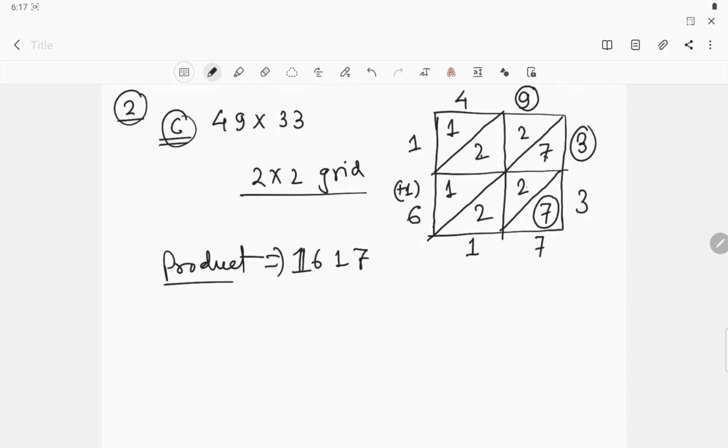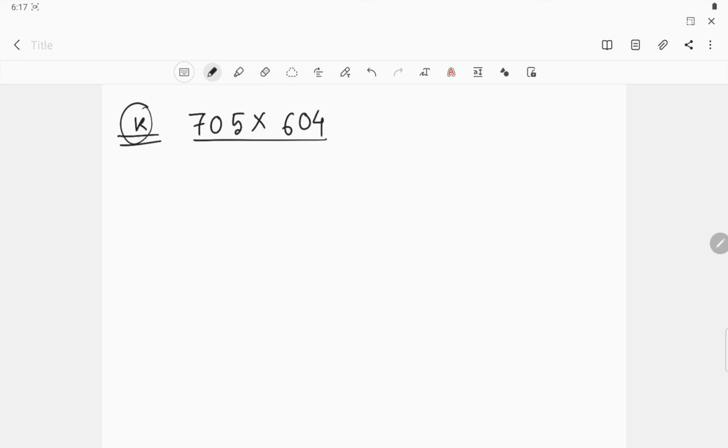1617. This is our required result. Now I am solving question number K. In this question it is given: multiply a 3-digit number by a 3-digit number. So first of all you need a 3 by 3 grid, right?